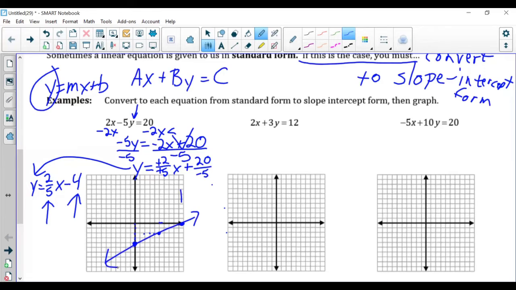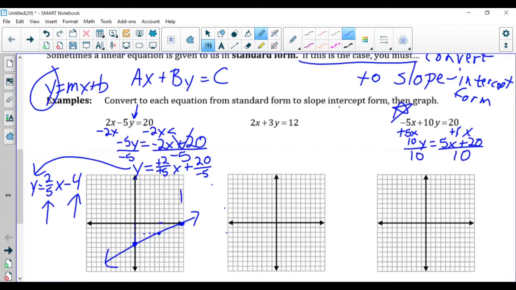All right, let's go over to this one. I'm going to do the third one so I've got space to work. Once again, I want y by itself, so I'm going to get rid of my x's first. It's being subtracted as a negative 5x, so I'm going to add 5x to both sides. So I get 10y equals 5x plus 20. And I want y by itself, so I have to get rid of that 10. So divide both sides by 10.